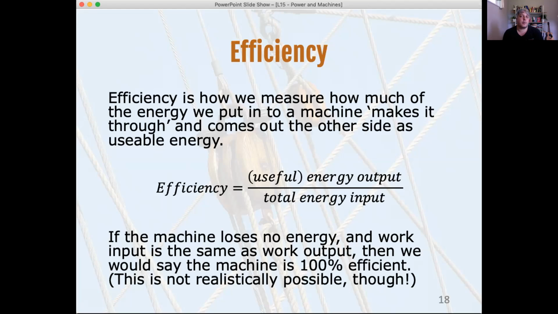So you might have to put in 100 joules to get out 95 joules. In that case, the useful energy would be 95, the total energy would be 100, and 95 over 100 is just 95%. So the efficiency tells you how much actual energy you have to put in to get out the energy you want.